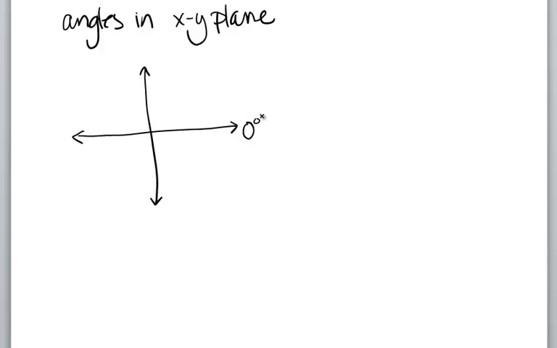This is 0 degrees, it's also 0 radians. We always start in the 3 o'clock position, and positive angles are measured this way. This is the positive direction, that's counterclockwise. If I wanted to measure out a 30-degree angle, I go up this way, and this is about 30 degrees. So this angle right here, this green angle, is 30 degrees.